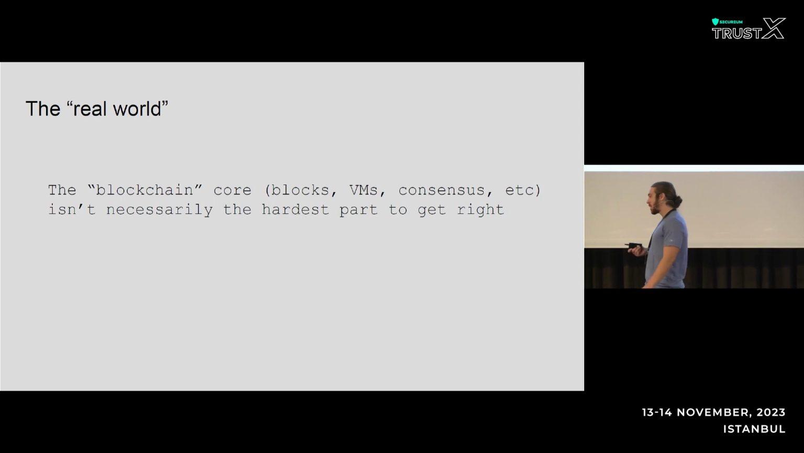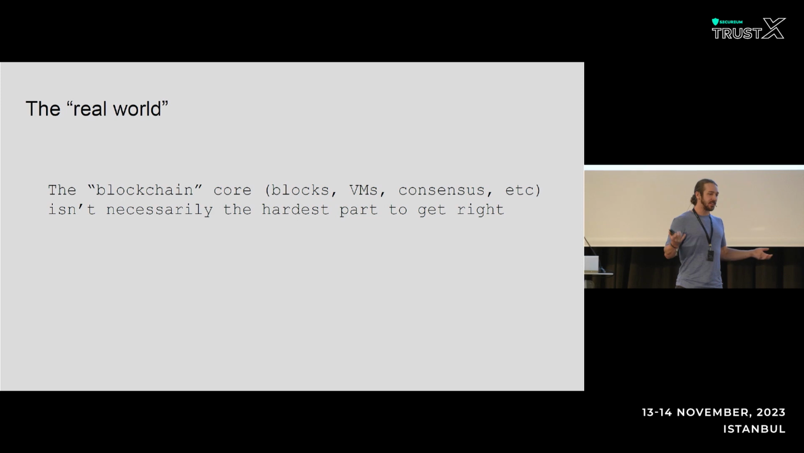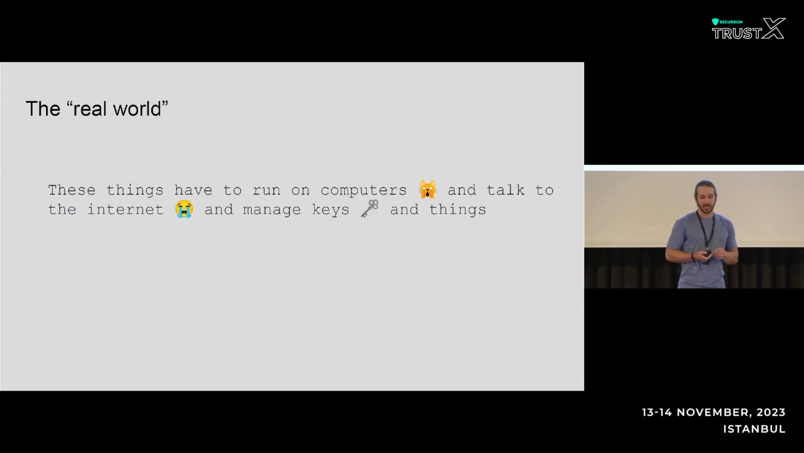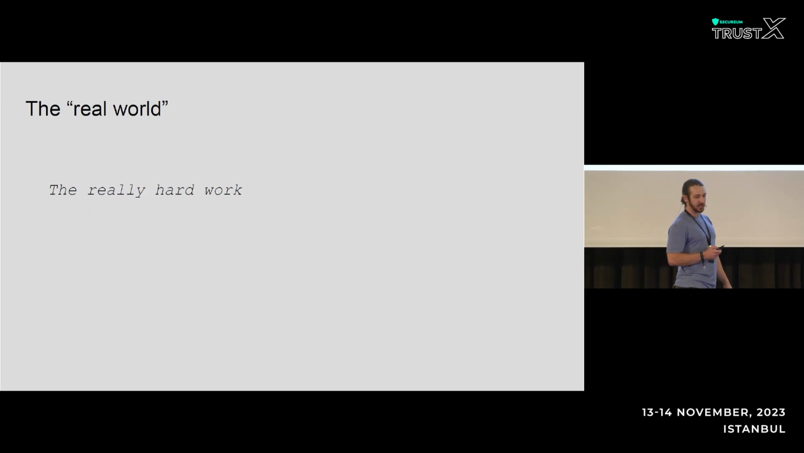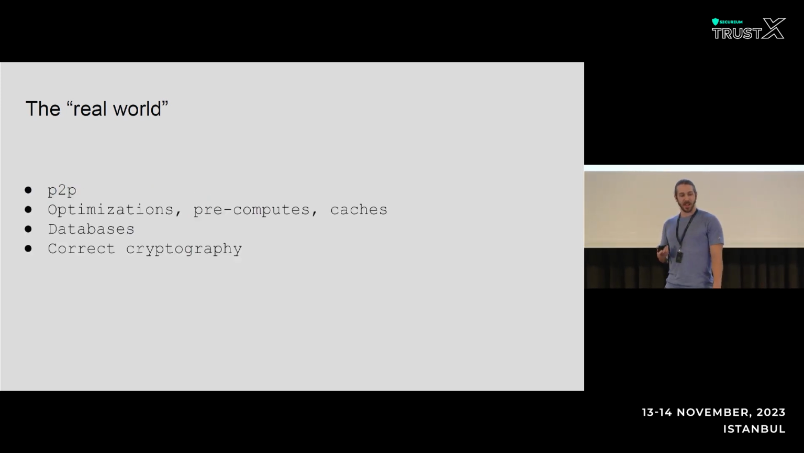And this is actually where the hard work happens. The blockchain, the blocks, the virtual machine, the consensus, it's not necessarily the hardest part to get right. It's really that these things have to run on computers, talk to the internet, manage keys, and do all sorts of complicated things once you get that core correct. That's where even more of the issues actually arise. This is the really hard work, not just the hard work.